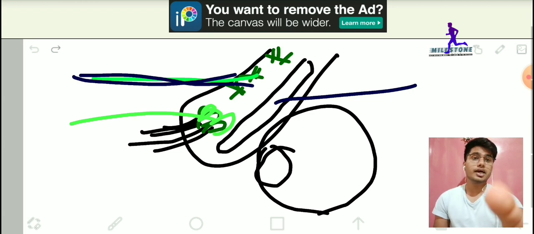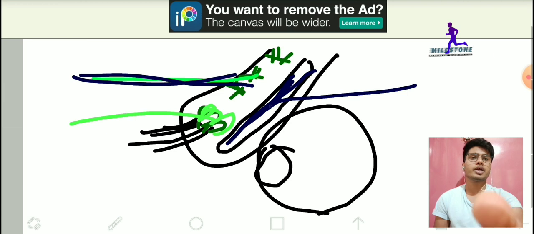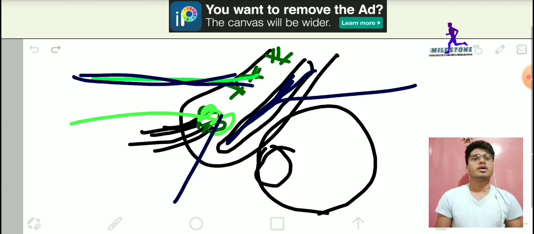In the tarsal plate we have meibomian glands, but right now we are not talking about those meibomian glands. We are talking about glands of Zeis here. So here we have a gland of Zeis, right? That's why it is also called external hordeolum.